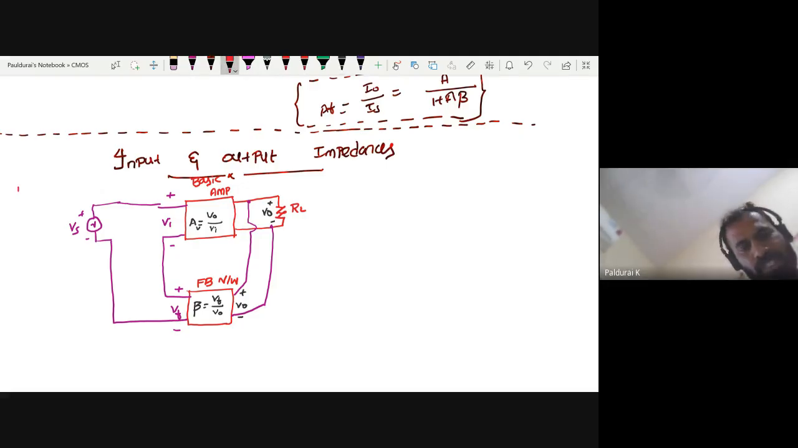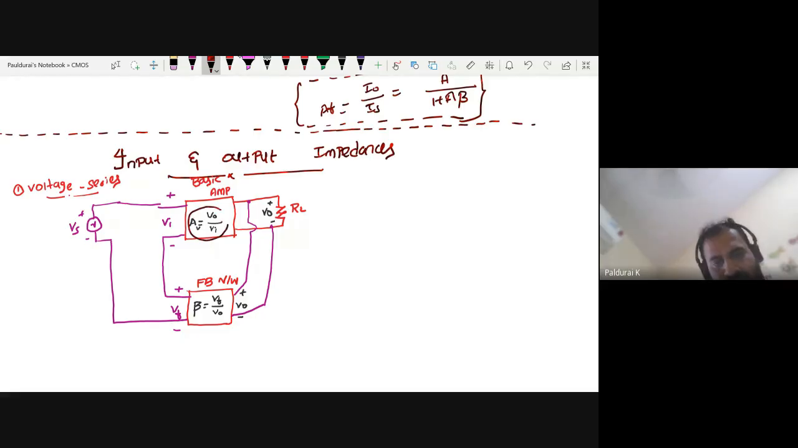This is my first topology, voltage series. So the output is voltage sampling. Voltage sampling means what is my quantity? The output voltage. Output voltage is given by some gain, let me call it in general A times Vi, the input voltage. So it is a voltage source, but its value depends on the input voltage. So this is called a voltage controlled voltage source, and you know how to sketch it.